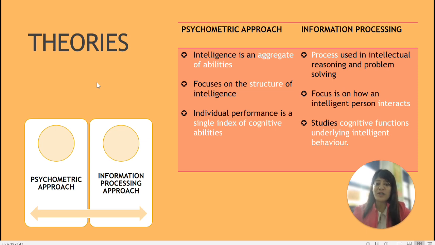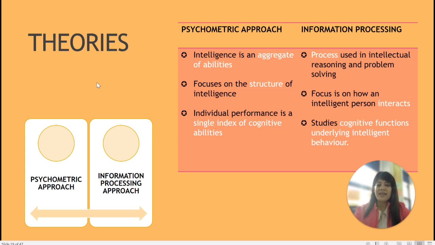Right? The psychometric approach, however, focused on the structure of intelligence and what the structure very technically looked like. On the contrary, information processors focus more on how the intelligent person is interacting. They will focus so much more on how they're choosing to deal with things rather than just looking at the structural, technical, mechanical aspect of it.